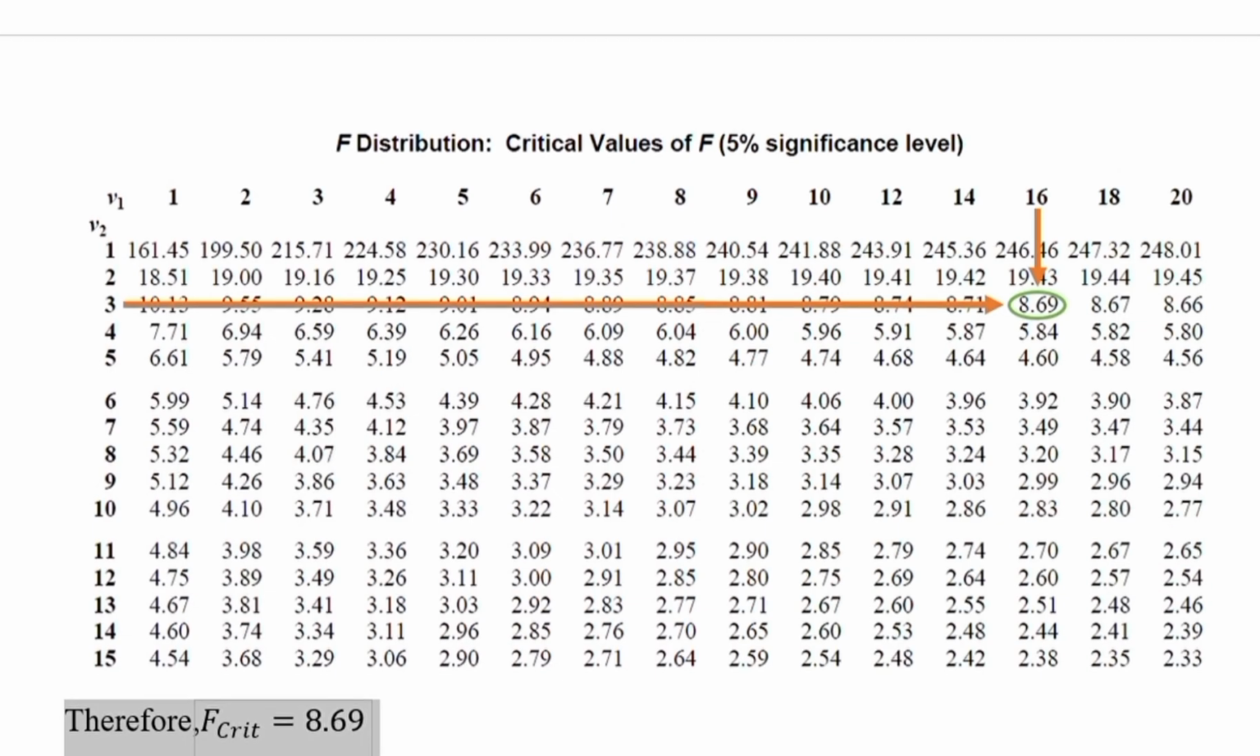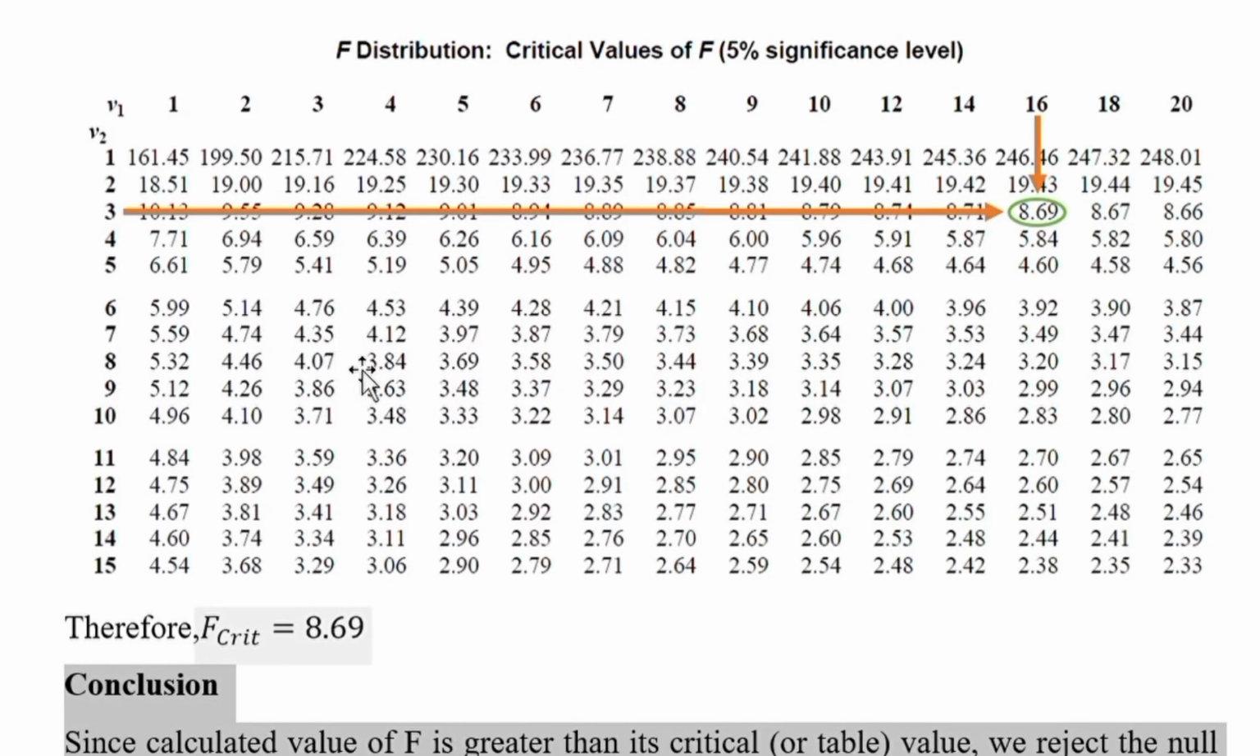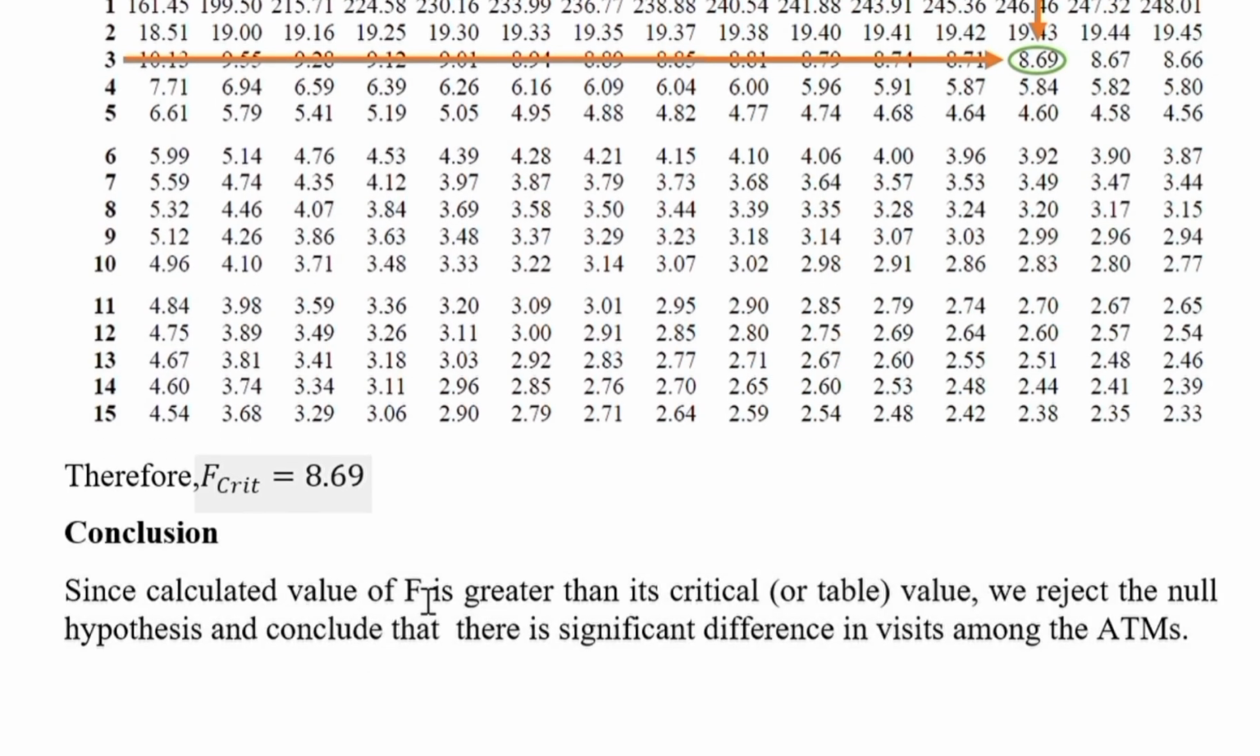Now if we compare our F critical with the calculated value, which is 14.06, you realize that the calculated value is greater than the critical value. Therefore, we conclude that, since the calculated value is greater than the critical value, we reject the null hypothesis and conclude that there is a significant difference in visits among the ATMs.